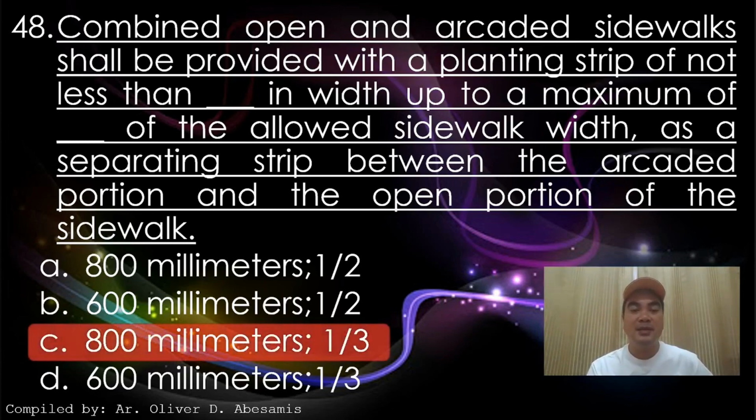Answer? C. 800 mm, 1/3. To complete the sentence, combined open and arcaded sidewalks shall be provided with a planting strip of not less than 800 mm in width up to a maximum of 1/3 of the allowable sidewalk width as a separating strip between the arcaded portion and the open portion of the sidewalk.